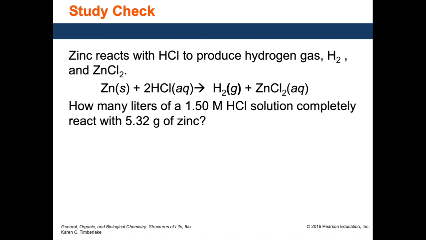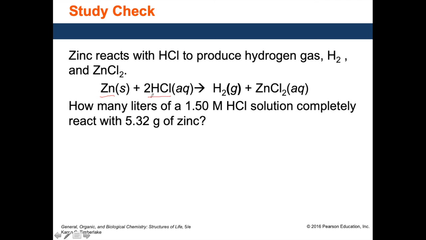Okay, now let's see the actual question. How many liters of a 1.5 molar HCl solution completely reacts with 5.32 grams of zinc? Now, they're asking us about HCl. They're telling us we have 5.32 grams of zinc. So we are starting with this chemical, and we're being asked for information about this chemical.